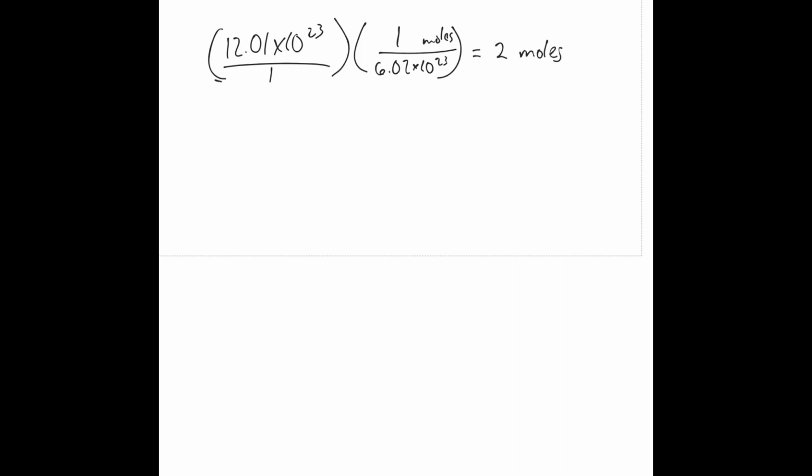Let's say we had 12.01 times 10 to the 23rd particles or molecules, and this is over 1. And so we have our equivalent fraction here, right? We want molecules at the bottom and the moles on the top. And we know 1 mole, should have written moles, but 1 mole is equivalent to 6.02 times 10 to the 23rd. That's a really important number. Make sure you remember that for your tests and stuff. So if you just put this into your calculator, you're going to get 2 moles. And that is our answer.